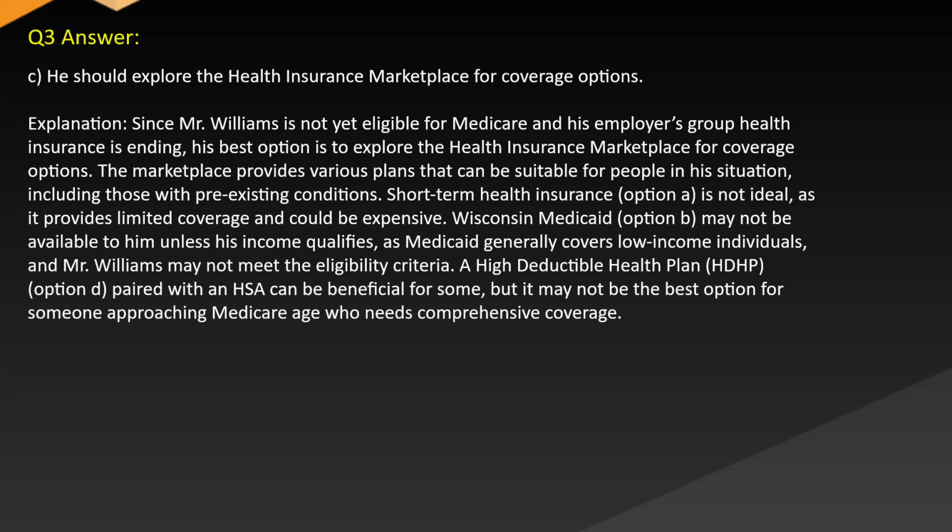Short-term health insurance, option A, is not ideal as it provides limited coverage and could be expensive. Wisconsin Medicaid, option B, may not be available to him unless his income qualifies, as Medicaid generally covers low-income individuals, and Mr. Williams may not meet the eligibility criteria. A high deductible health plan, option D, paired with an HSA, can be beneficial for some, but it may not be the best option for someone approaching Medicare age who needs comprehensive coverage.